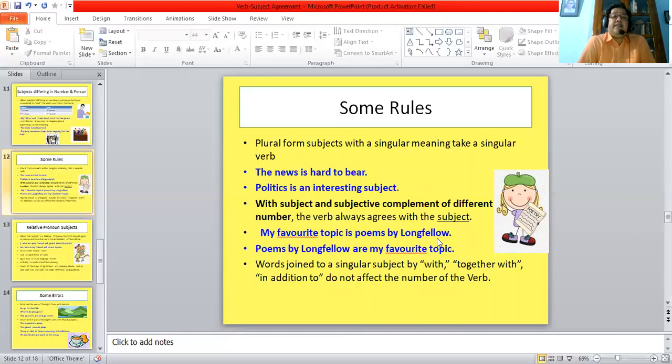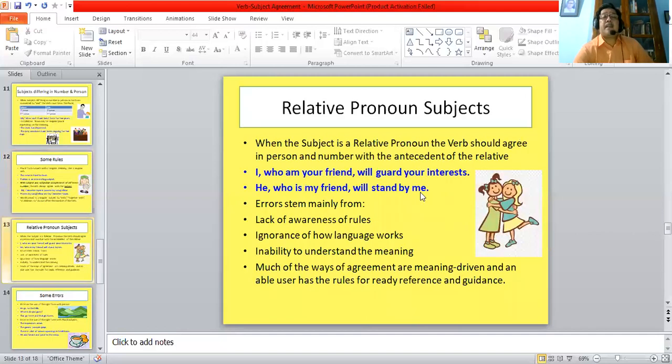So words which are joined to a singular subject by with, together with, in addition to, do not generally affect the number of the verb. Now, what about subjects which are relative pronouns? When the subject is a relative pronoun, the verb should agree in person and number with the antecedent of the relative. Now, let's look at some examples for this. I, who am your friend, will guard your interests, or he who is my friend will stand by me.